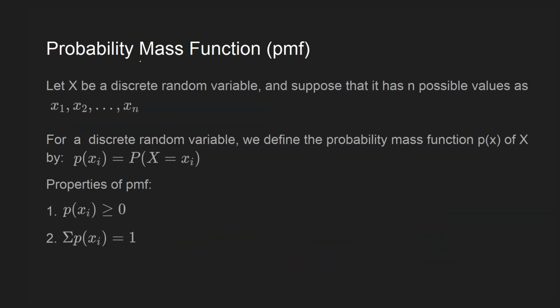Now the next is probability mass function, PMF. Suppose x is a discrete random variable, and suppose it has n possible values which are x1, x2, x3 up to xn. The PMF or probability mass function for the random variable x is defined as the probability that the random variable x is taking value small xi. There are two properties for the PMF. First, the probability at every value that x is taking should be greater than or equal to 0. And the second is that the summation of all the probabilities over the range of x should be equal to 1.